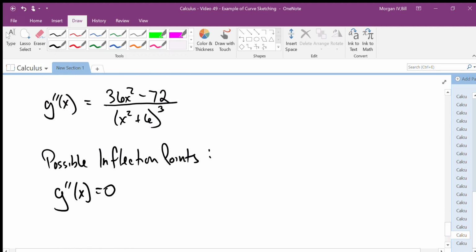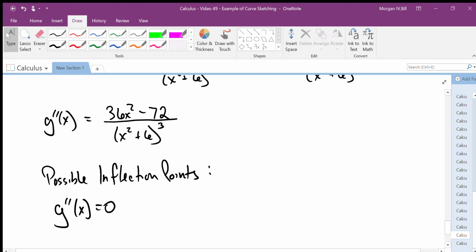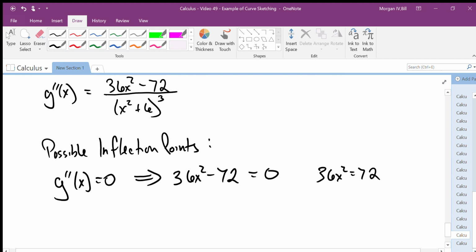When is the second derivative 0? When is the second derivative undefined? The second derivative is 0 anytime our numerator is 0, because 0 divided by anything except 0 is 0. So I'm taking my numerator, I'm setting it equal to 0. I'm solving 36x squared equals 72. Divide both sides by 36, x squared equals 2. Take the square root. Don't forget x equals plus or minus the square root of 2. Right? Plus or minus the square root of 2, not just plus the square root of 2.